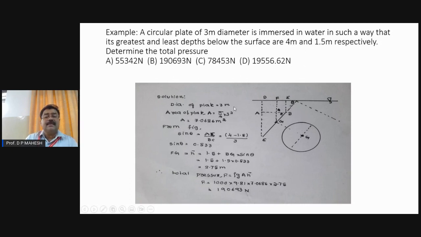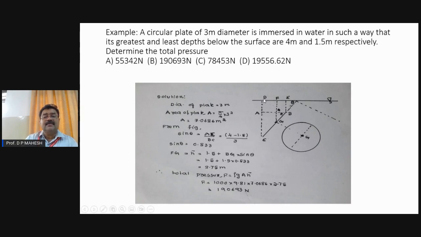Now, the diameter of the plate is given, which is 3 meter, using which we can calculate the area of the plate. The area is found. Now, observe carefully in the figure. I have called theta the angle between the plate and the water surface. Sine theta equals opposite by hypotenuse. When this is theta, this is also theta. Sine theta is AC divided by BC.